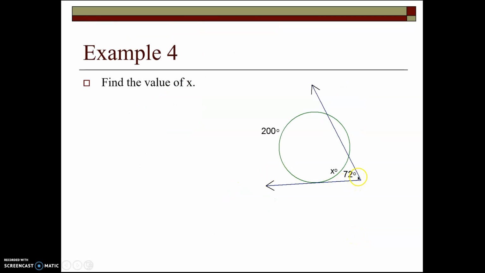Example 4. So here we have our angle outside the circle. It's 72. So it's going to equal 1/2 of the bigger arc, 200, minus X. So 72 degrees, the angle, is equal to 1/2 of 200 minus X. Multiplying both sides by 2 to get rid of that 1/2, that gives us 144 equals 200 minus X. X equals 56.